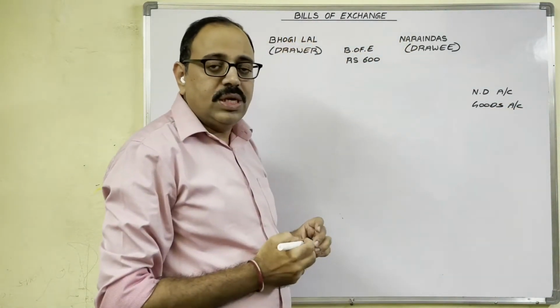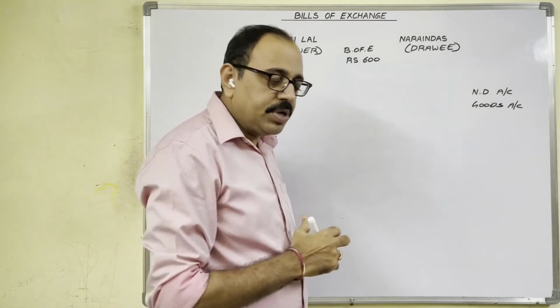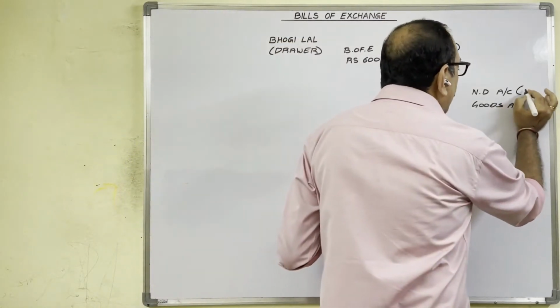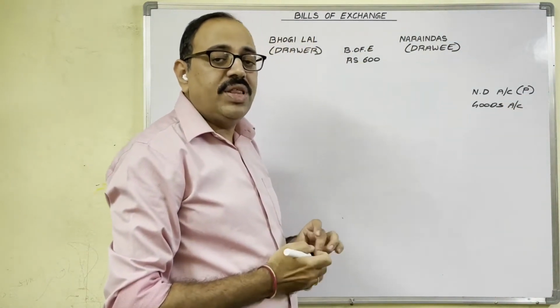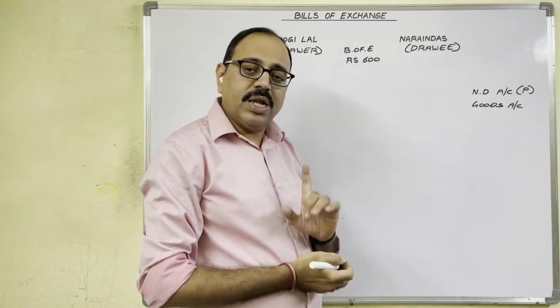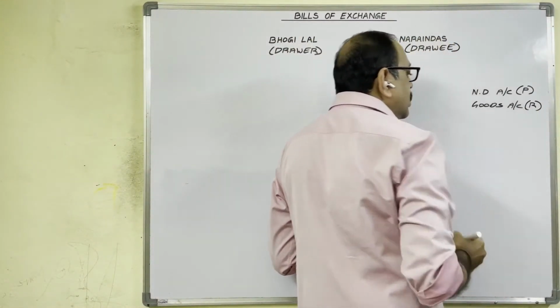Narayan Das account is a personal account. With a person's name, if you open any account, that is a personal account. Goods account: goods means asset. So with an asset name, if you open any account, that is a real account. Goods account is a real account.